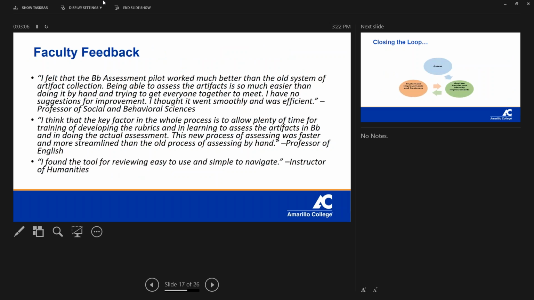This was some feedback we received after going through the first cycle of this tool. Most faculty felt good about using this instead of trying to get everyone in one room to assess all the artifacts. They thought it went smoothly. This way, each faculty member is receiving a link through email to perform the assessment on their own. That was more efficient for them than getting in a room together and spending a whole day assessing everything by hand and coming to a consensus on a score. Now they're doing it individually.